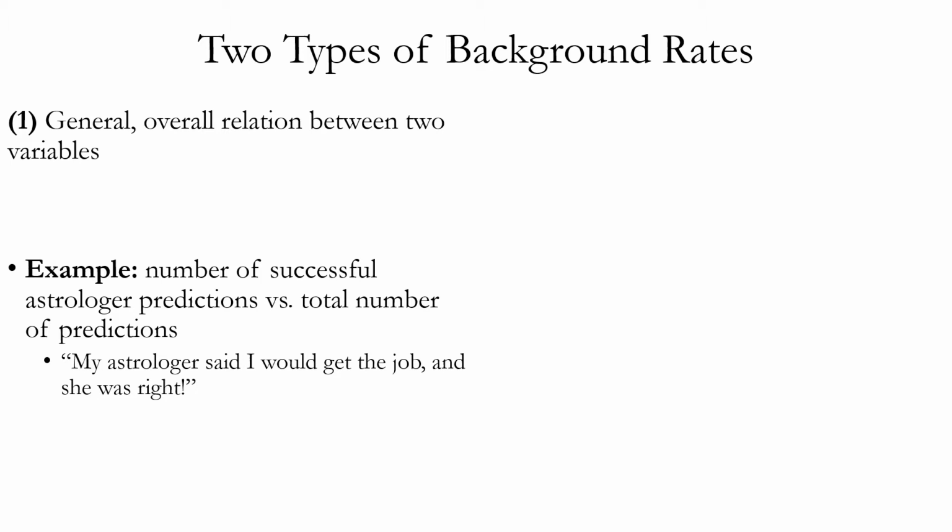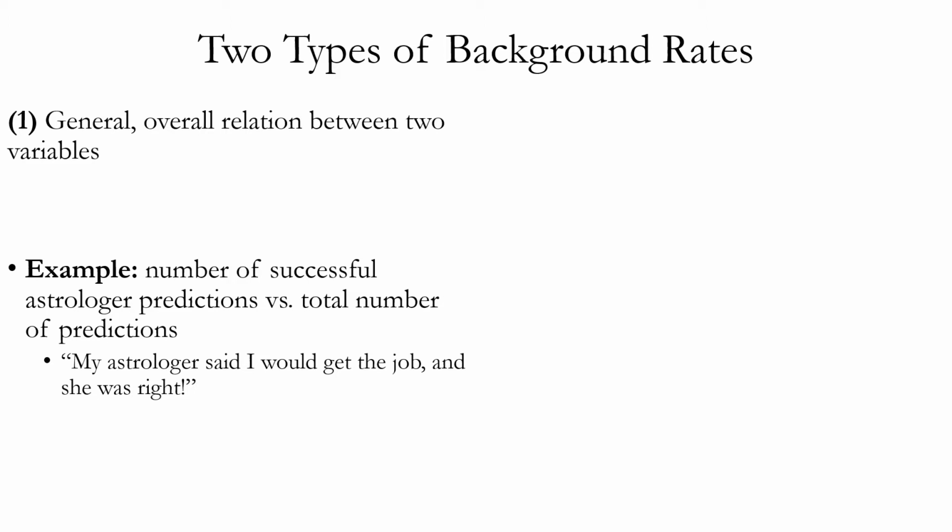The first type of background rate is related to the idea of doing a good job of creating a representative sample for your generalization. So this is a general overall relation between two variables. Example: the number of successful astrologer predictions versus the total number of astrologer predictions. If someone says, my astrologer said I would get the job, and she was right, and this is being used as evidence for the generalization, my astrologer makes correct predictions.